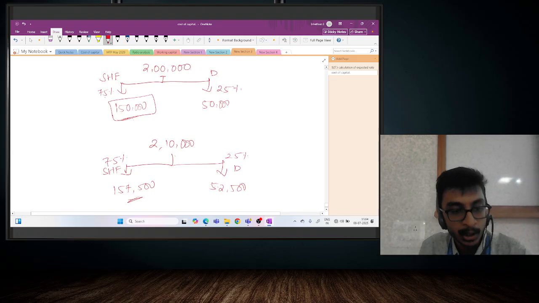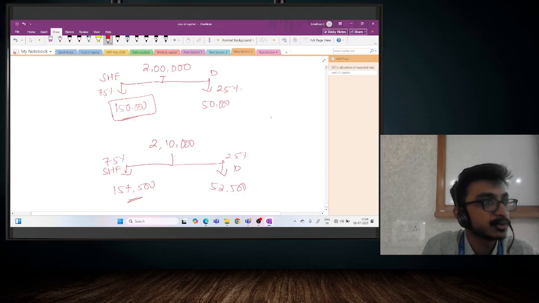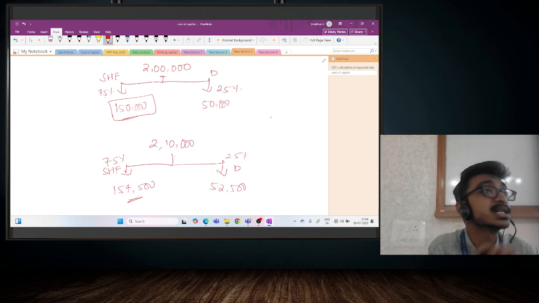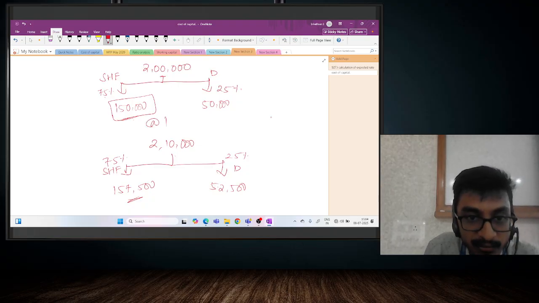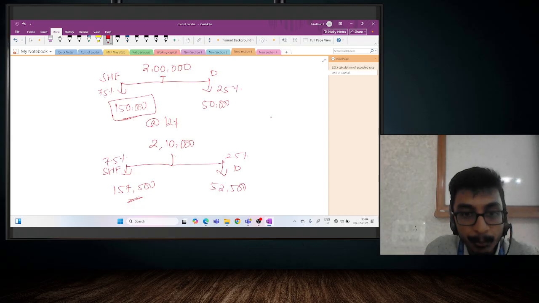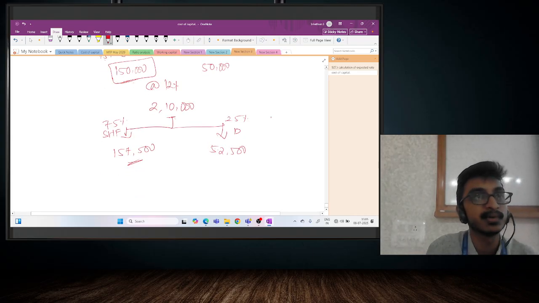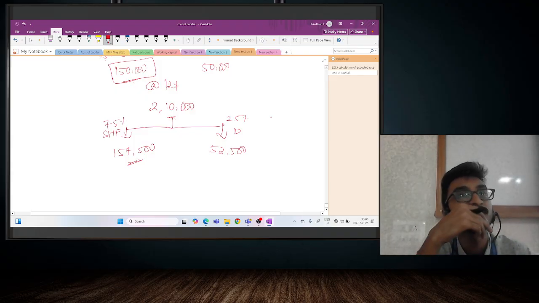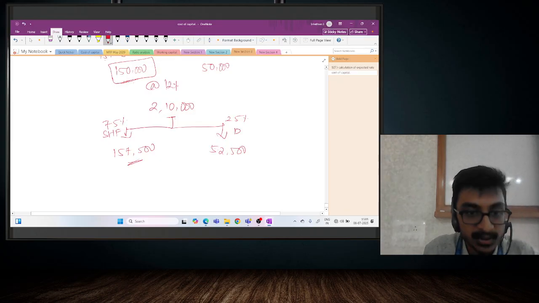If the company wants to raise 2 lakh rupees of additional capital, listen to this point carefully. The shareholders fund can be raised at the cost of 12%. So the cost of this 1,50,000 will be 12%. But if the company wants to raise an additional capital of, let's say, 2,10,000, what is the shareholders fund? 157,500. What will be the cost of this 1,57,500? It will be raised at a cost of 14%.